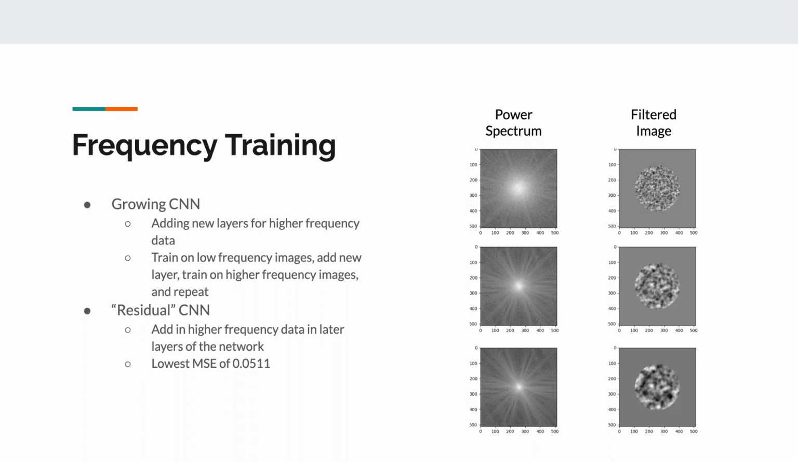We also trained another network that would add in the higher frequency data in later layers of the network, somewhat similar to a residual network, and this gave us our lowest MSE of 0.051.